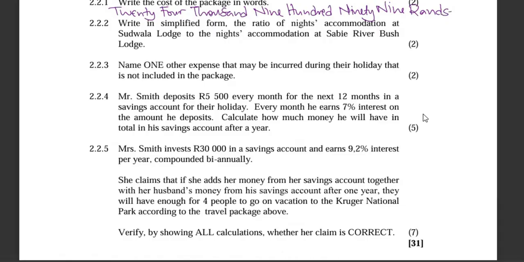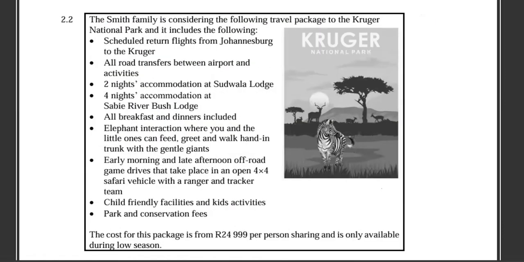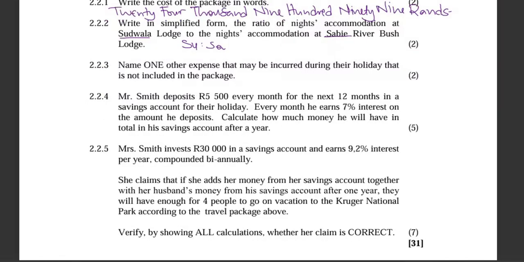Okay. Write in simplified form the ratio of the nights at that lodge to the nights of accommodation at this other lodge, please. This is how we use CU versus SA. So go and just check on the graph. It says the first one, meaning it's 2:4. But they said in simplified. So 2:4. Is there any number that can divide this? Yes. By what? By 2. So the answer becomes 1:2.